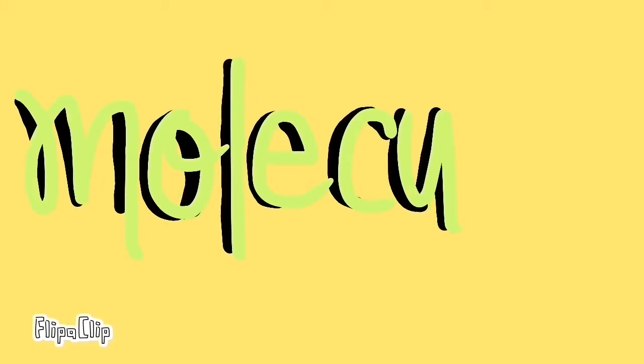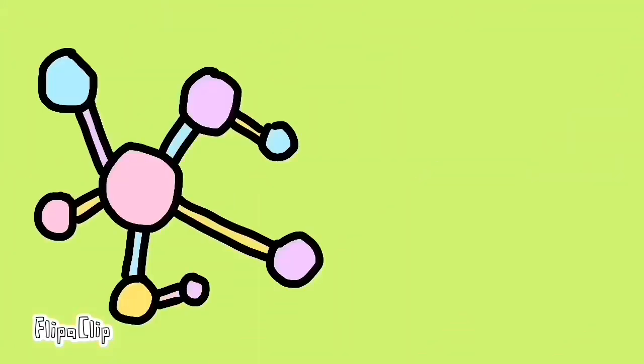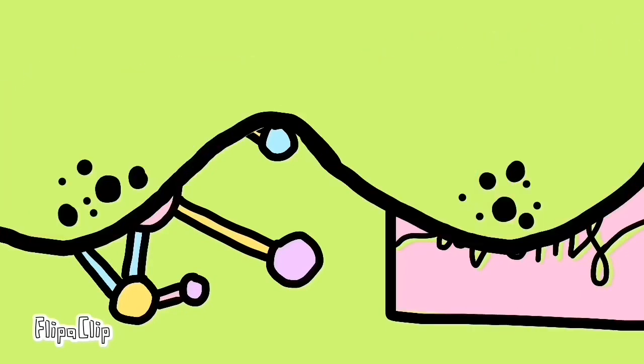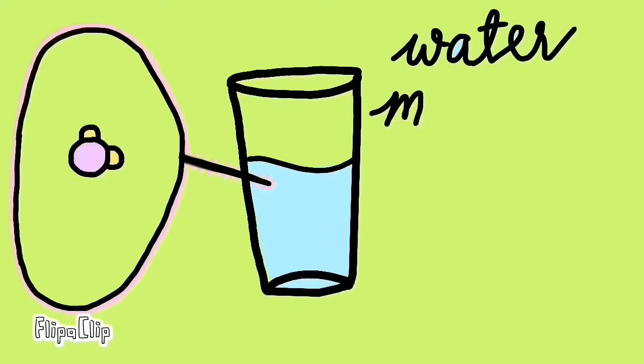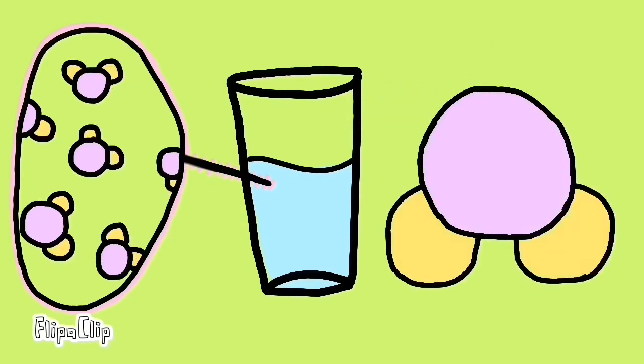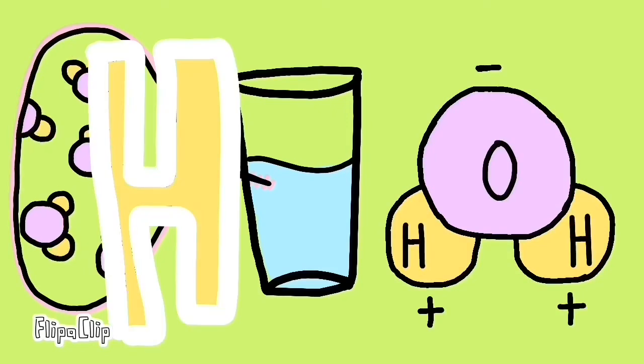Next to matter is molecule. A molecule is a group of atoms that are bonded together. Let us take water as an example. These are the molecules of water. A water molecule has one oxygen and two hydrogen. That's why it's called H2O.